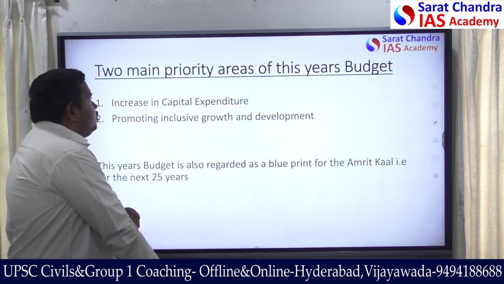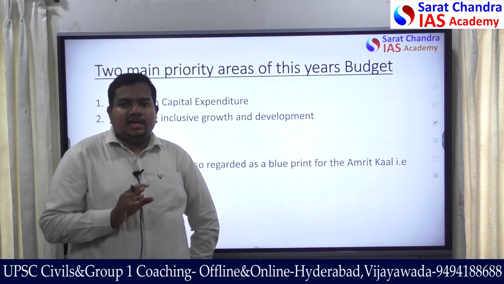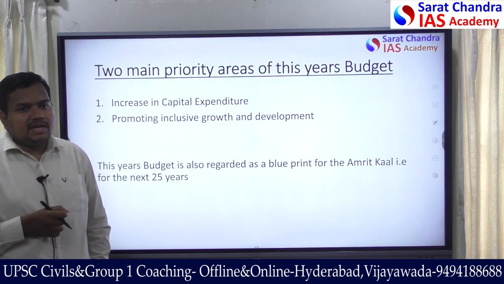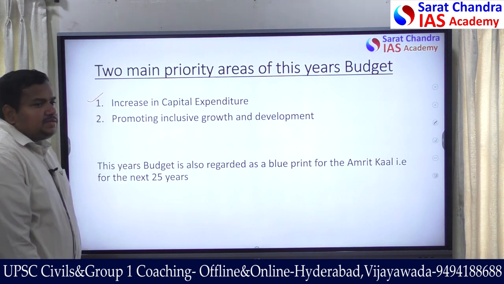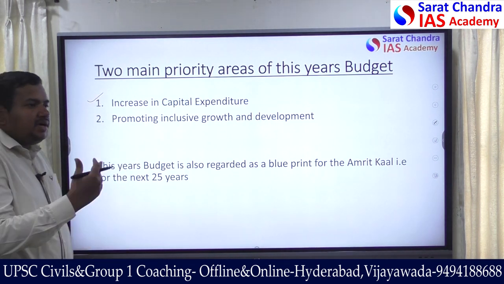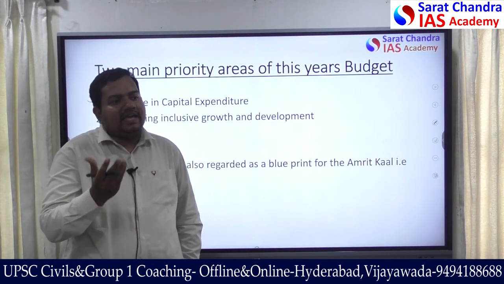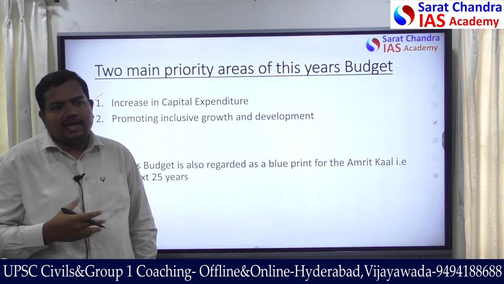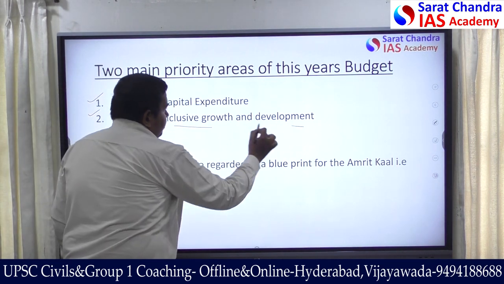Next, two main priority areas of this year budget. So this year budget, that is 2022 budget, there are two main priority areas that the government has chosen. What is the first one? Increasing the capital expenditure. Capital expenditure means this is the investment we are going to do on creating some assets. Assets will be created like road, infrastructure, etc. And second, promoting inclusive growth and development.